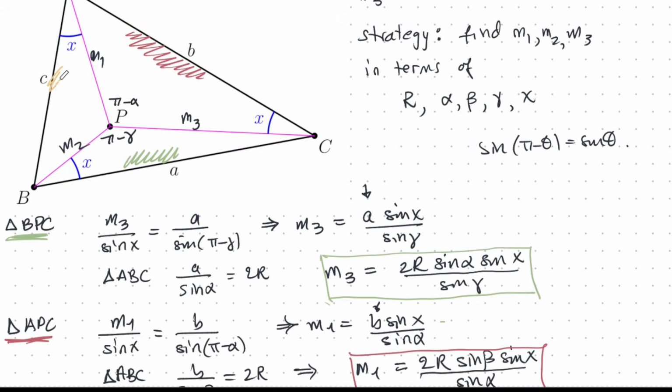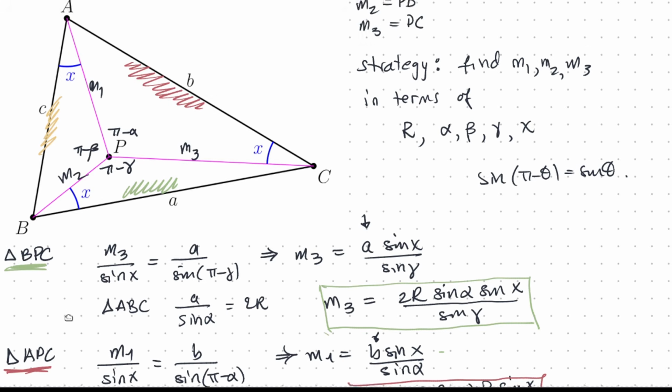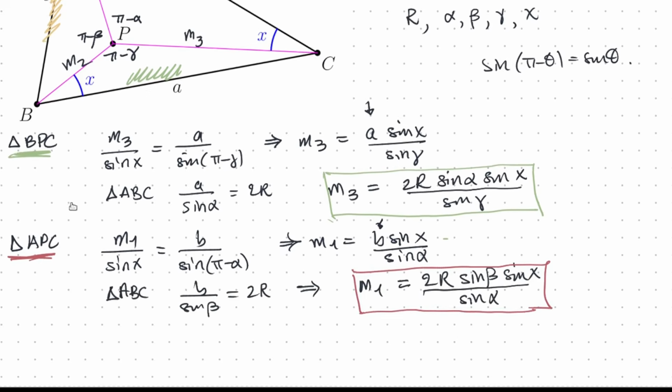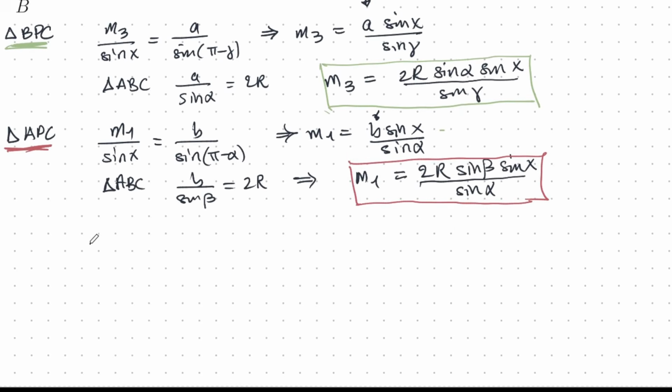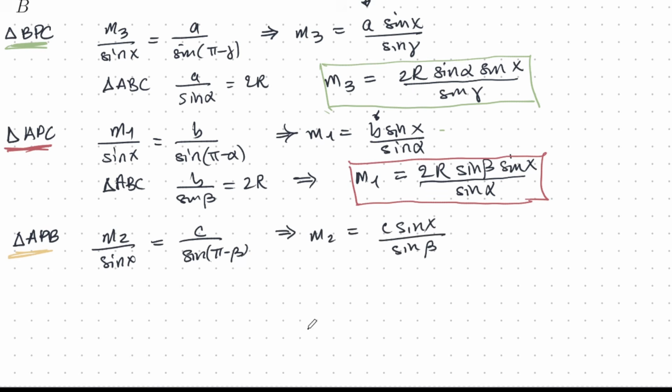All right, one more. Let's do this one. And I have to give this an angle. This is pi minus beta. We solved for that before. So this is triangle APB. All right, let's try to remember that. I can apply the sine law again, same way. Nothing too clever, just direct application of sine law. I get this, and again, sine of pi minus beta is just sine beta, so I can solve for M2. M2 is c sine x over sine beta.